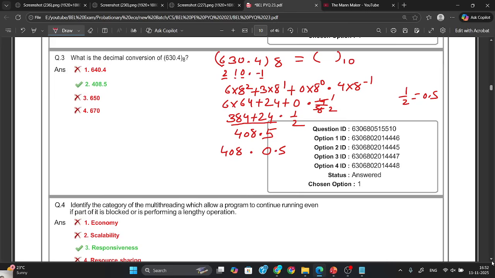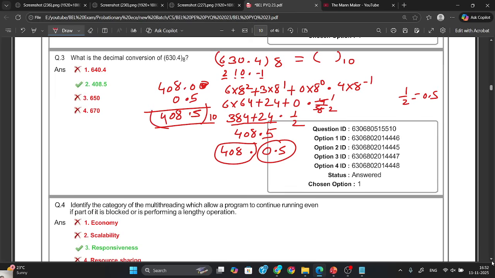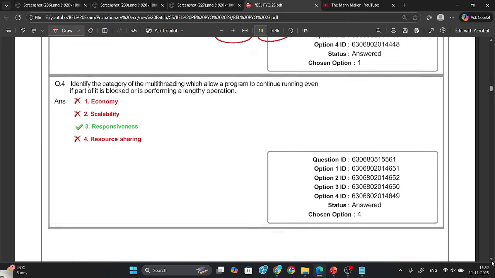So you need to add this and this: 408.00 and we have 0.5, you need to add. So this is 408.5, and this is your decimal representation. Option B is your right answer. Okay, I hope it's clear to you.